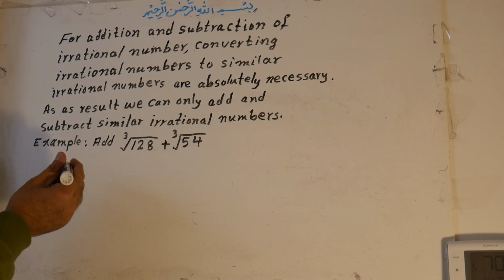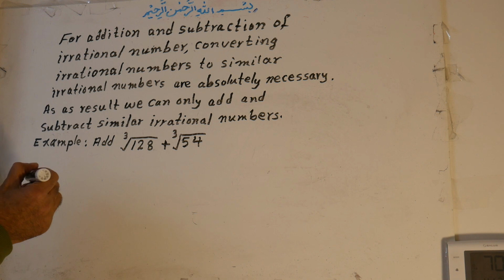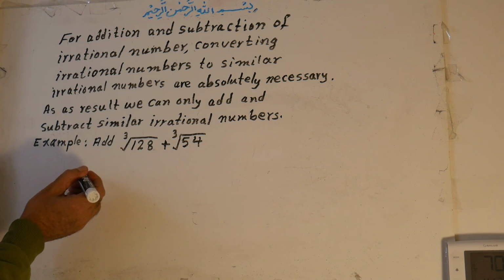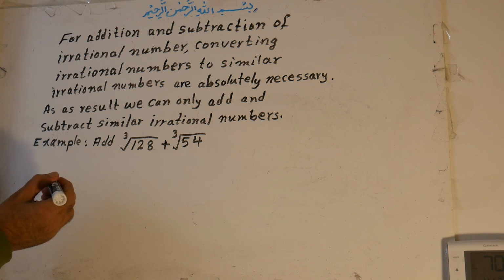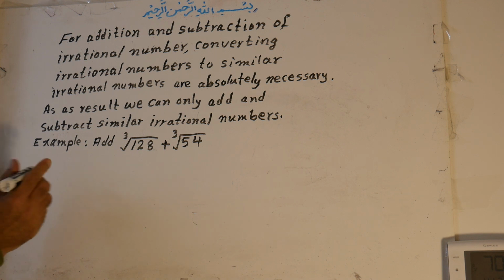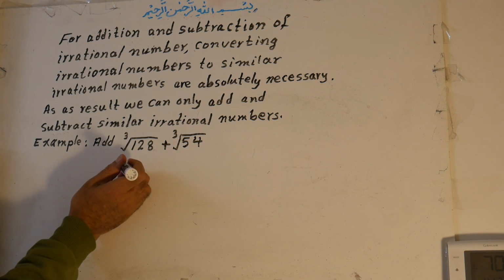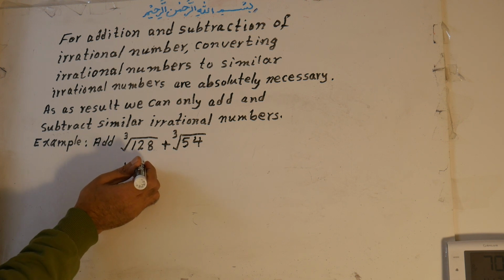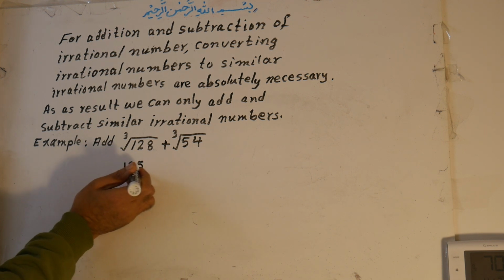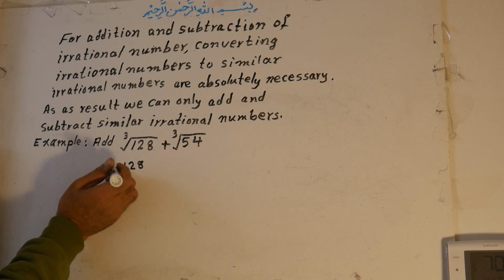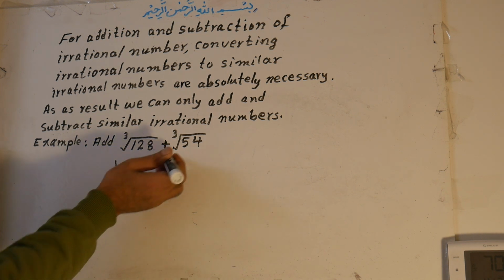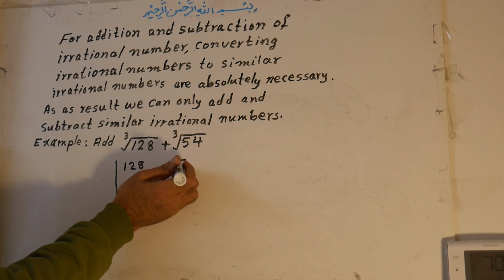Now, the method of converting them is that we factor these numbers separately. First of all, we factor 128. We know the factoring of numbers from very previous lessons. For 128, we draw a line to the left side of it, and also for 54 separately.